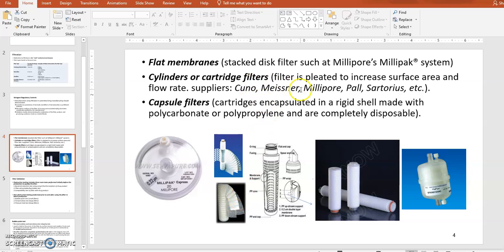So Cuno, Meissner, Millipore, Pall, Sartorius, these are vendors who are selling these cylinder filter cartridges. And capsule filter types are cartridges encapsulated in a rigid shell made with polycarbonate or polyethylene material. So we're talking about these guys. Okay? So filters can come in different structures and shapes.